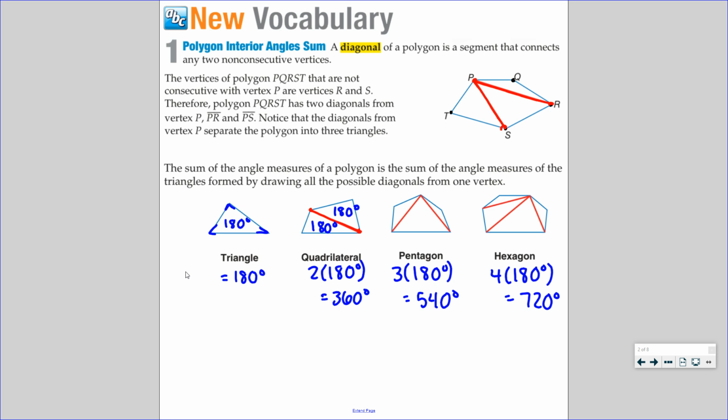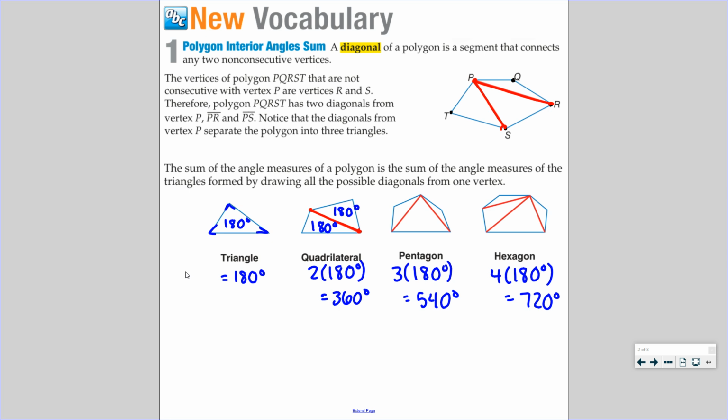How do I know how many times I times 180 by? How many diagonals? But what if it had 17 sides? Nope. How many sides are in a quadrilateral? Did I do 4 times 180? You divide by 2.